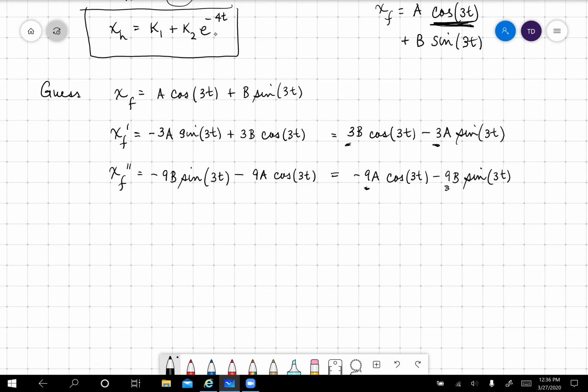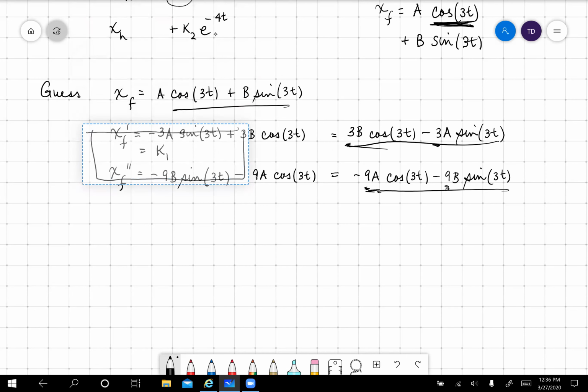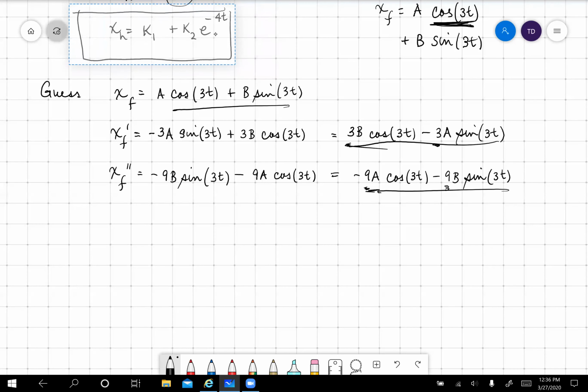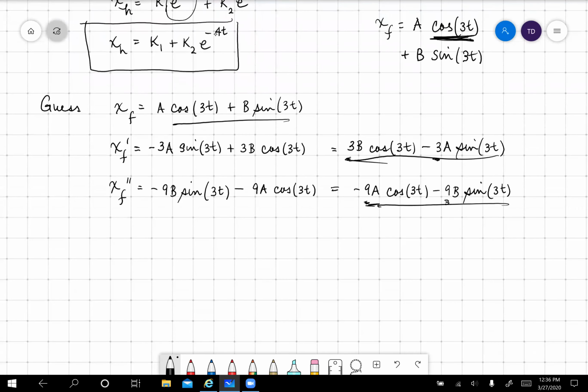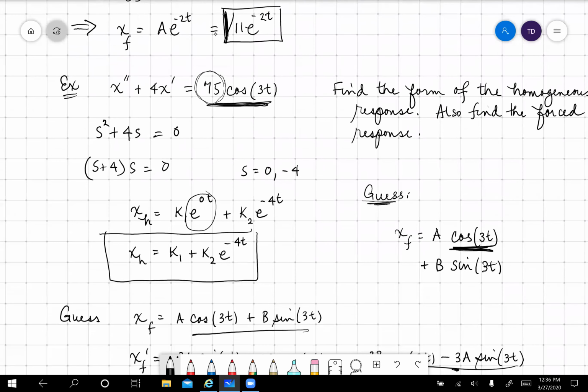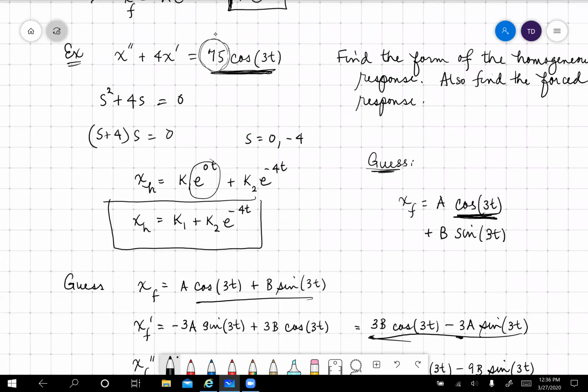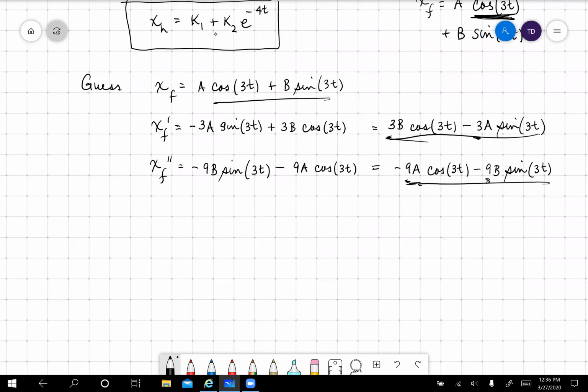All right, so we have this term, this term, this term, and now we're going to substitute into the differential equation. So I'm going to rewrite the differential equation for you so that you see it again. Here's the differential equation, x double prime plus 4x prime equals 75 cosine of 3t.